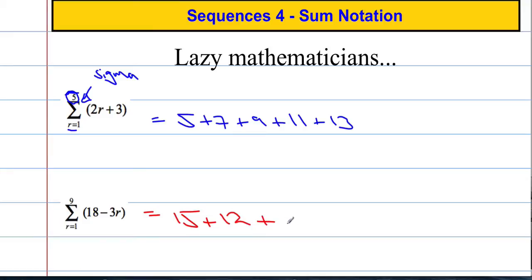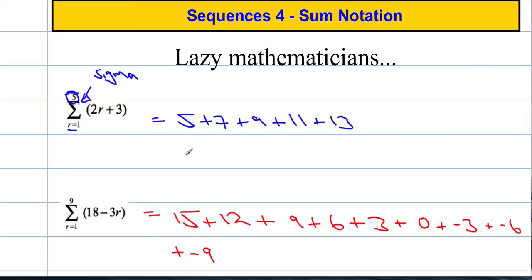The next value is going to be 9, then 6, then 3. And I'm going to have to keep going. I need 9 values, so from 1 to 9. 1, 2, 3, 4, 5, 6, 7, 8, and just going on to the last line here, 9. And I could add up all these values. So this is just a shorthand way to write down this series.